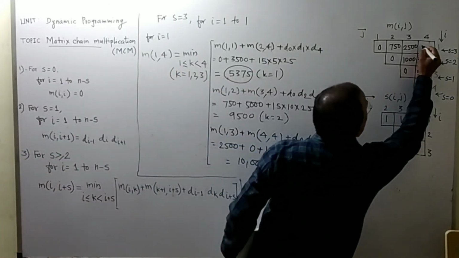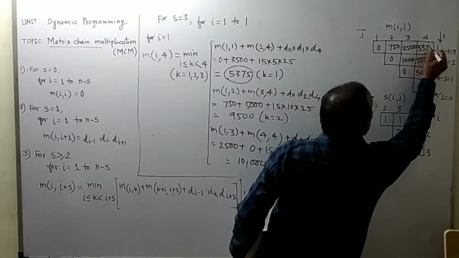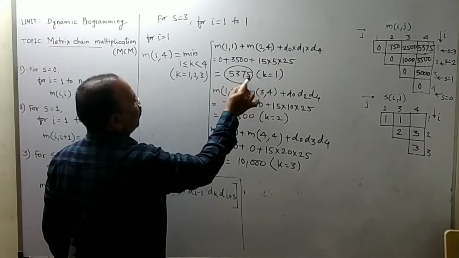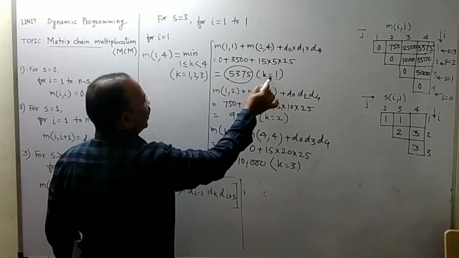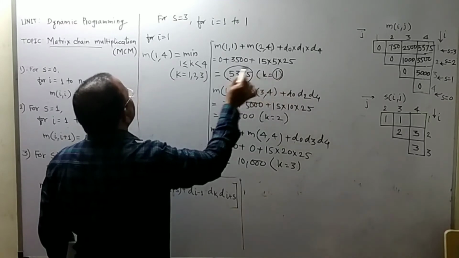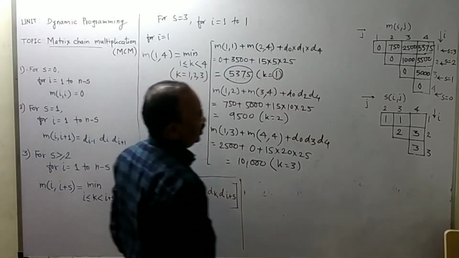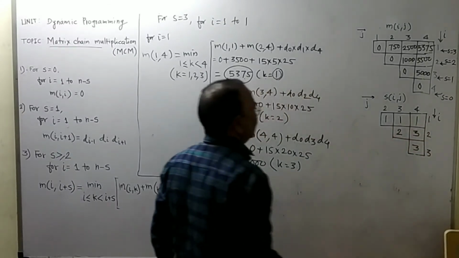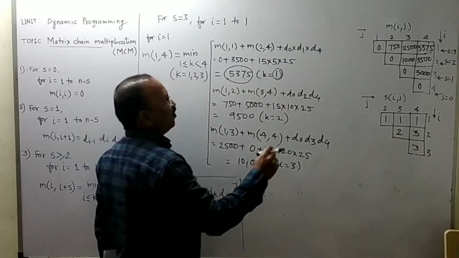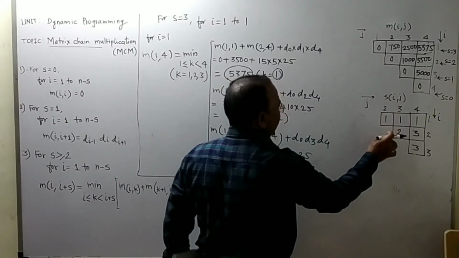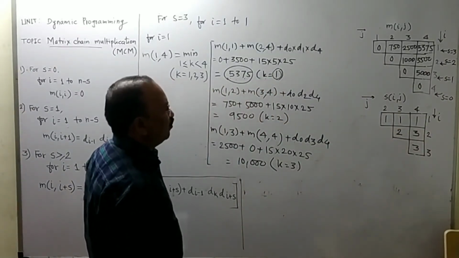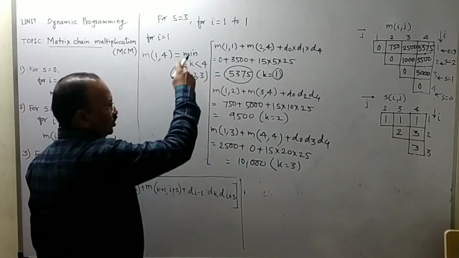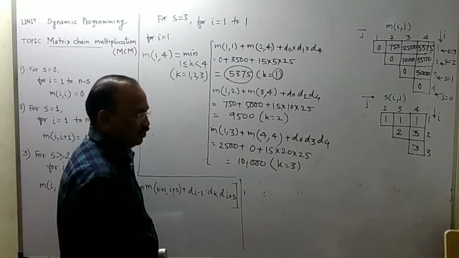Put this value at position 14. At 14 position it is 5375, and we have got 5375 for k is equal to 1. Means put k is equal to 1 in S table at 14 position. In S table at 14 position, that is 1. So in this way we have developed M table and S table. Taking the reference of the S table, we have to draw the tree structure to get the optimal parenthesization.